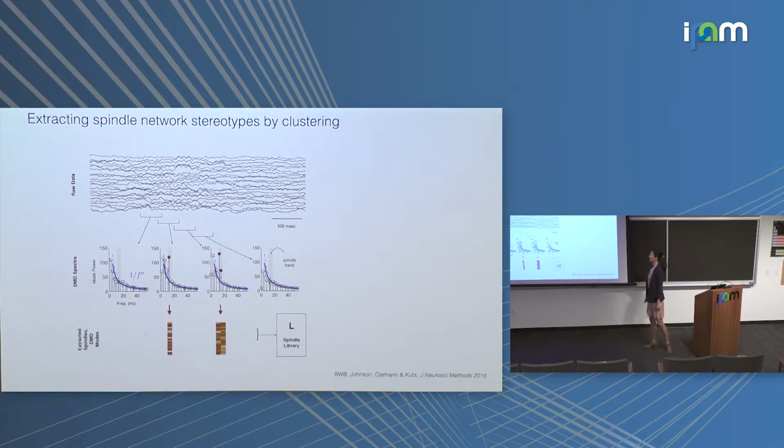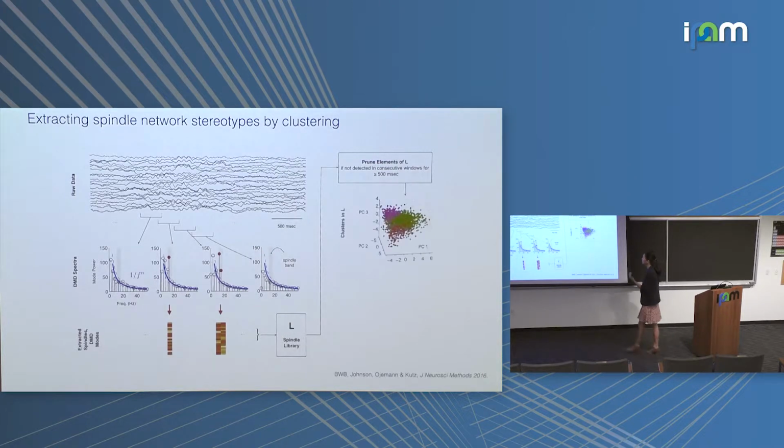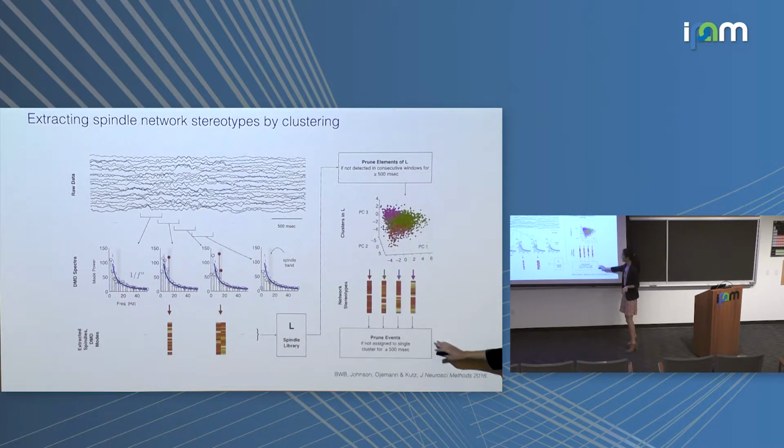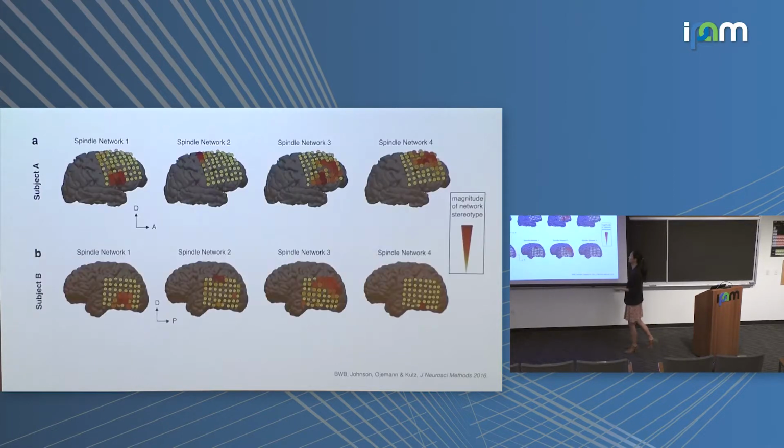And if you do that, and I keep the corresponding DMD modes corresponding to each of those deviations, we'll collect this over the entire record of stage 2 sleep. We do some clustering. We can then look at network stereotypes. We can look at the centroids of those clusters. In other words, these are generally the types of electrodes. These are the networks that are having spindles at the same time.